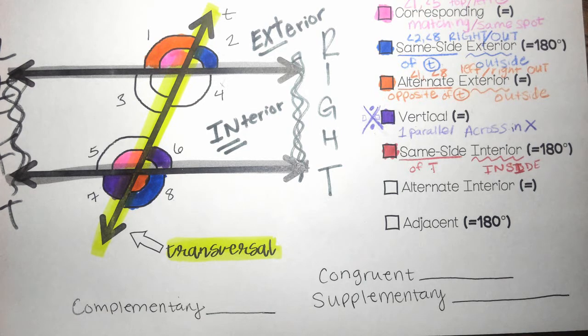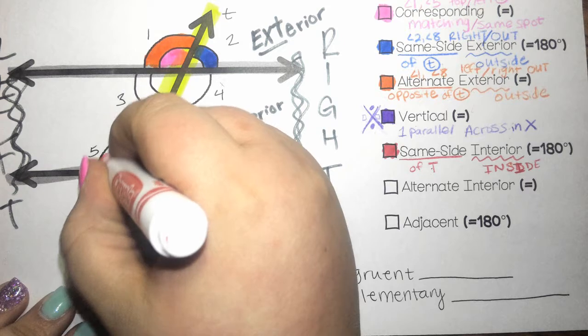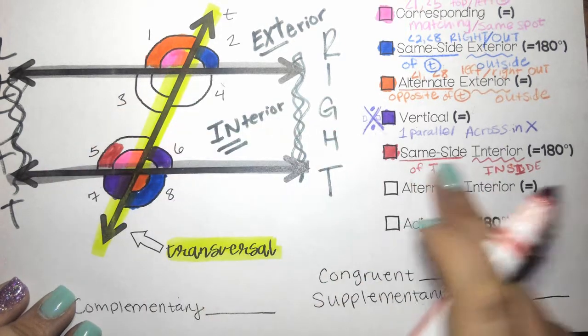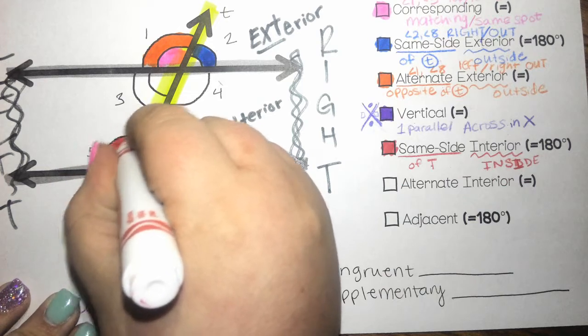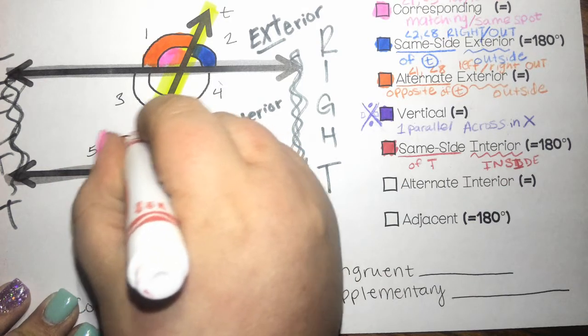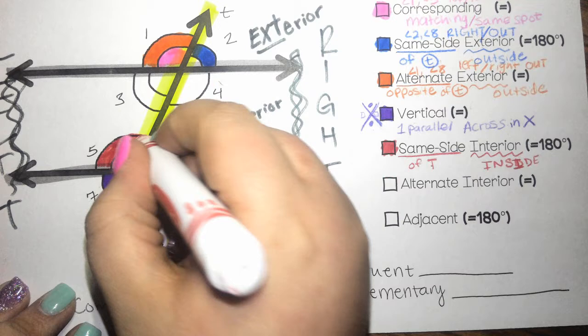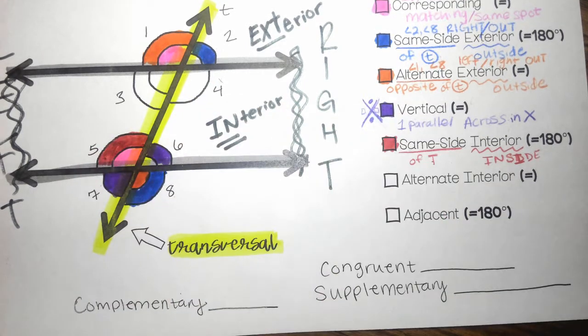Okay, so same side interior angle. Let's go ahead and find that for angle 5. I'm picking that because it's something on the inside. Obviously, I need an angle from the inside. I think that's clear because of the word interior. I'm just picking it because there's a spot to color. All right, so we want same side interior for angle 5.